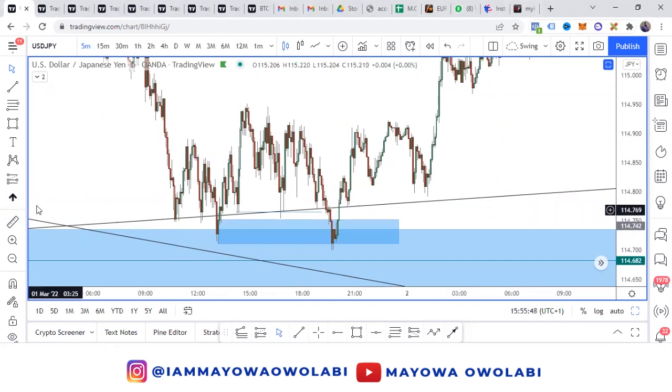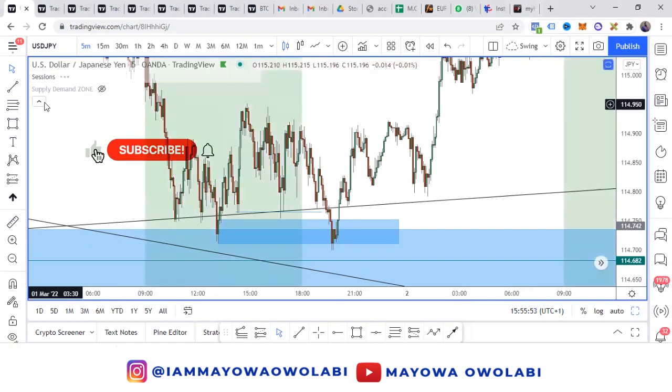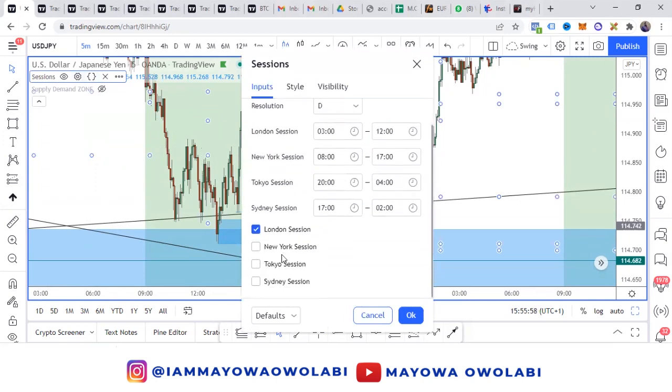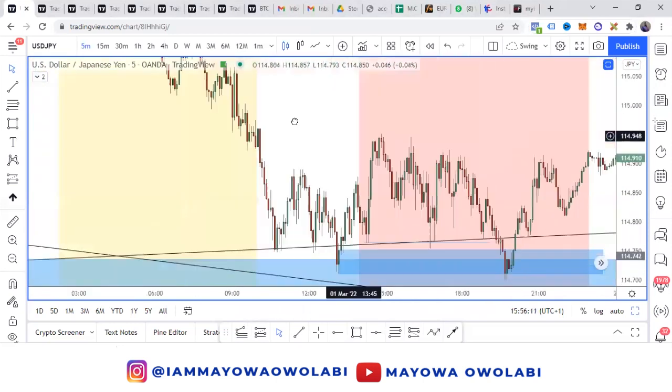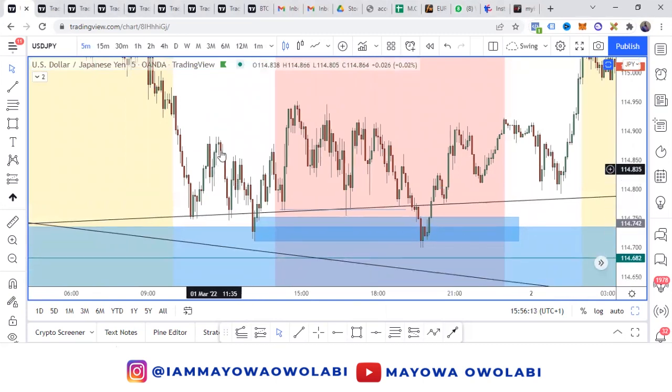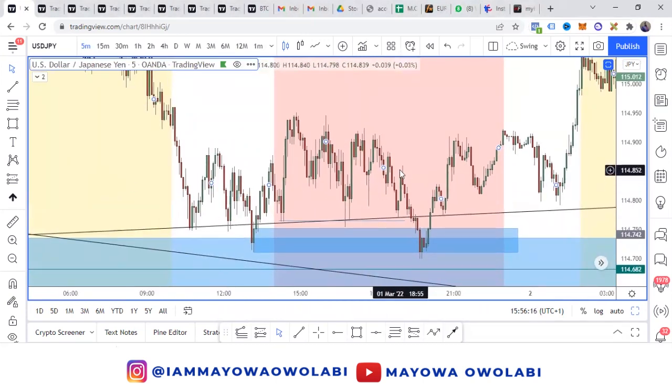So the last but not the least, which is what a lot of people outside there don't know, is the power of session trading. Because this is USD JPY, you want to only enter this trade in the New York session or in the Tokyo session. Good. So when the market came, it's either I am buying here or I am buying in this red zone. So when the market created this new break of structure, I was very happy to place my entry here.